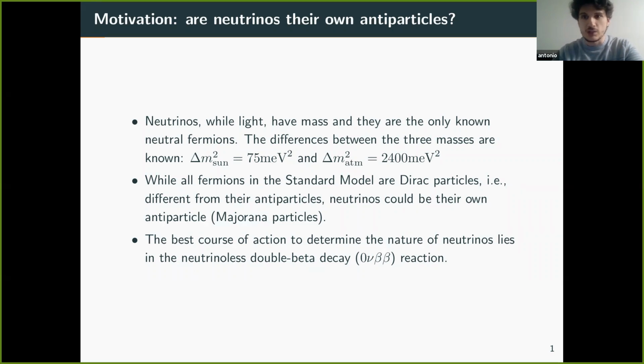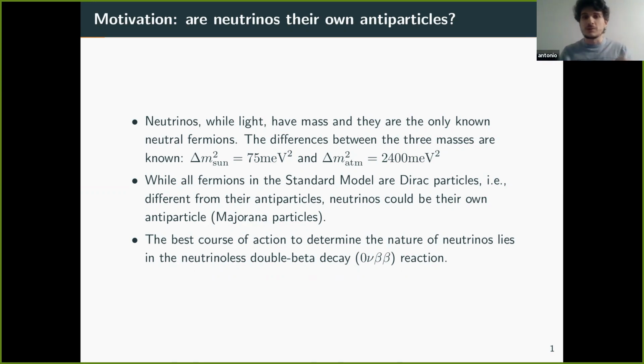But what is more interesting about these neutrino particles is that they are chargeless. So in principle, they are the only known neutral fermions. They're also fermions, so in principle, these particles can be their own antiparticles. They can be what are called Majorana particles, while all fermions in the standard model are Dirac particles, so they are different from their antiparticles because they are also charged.